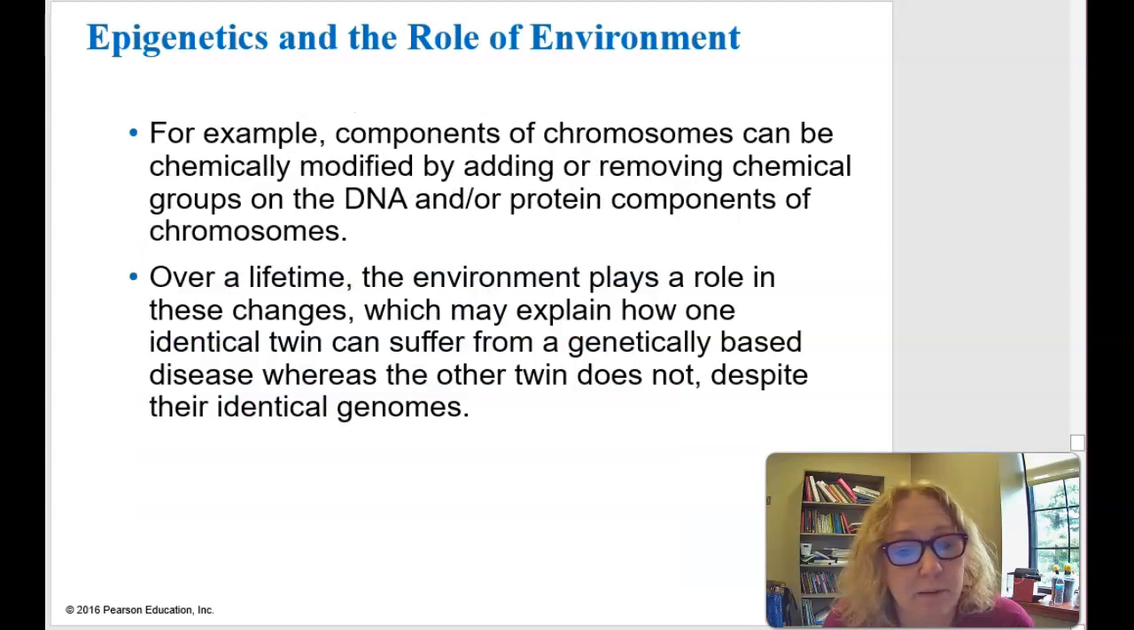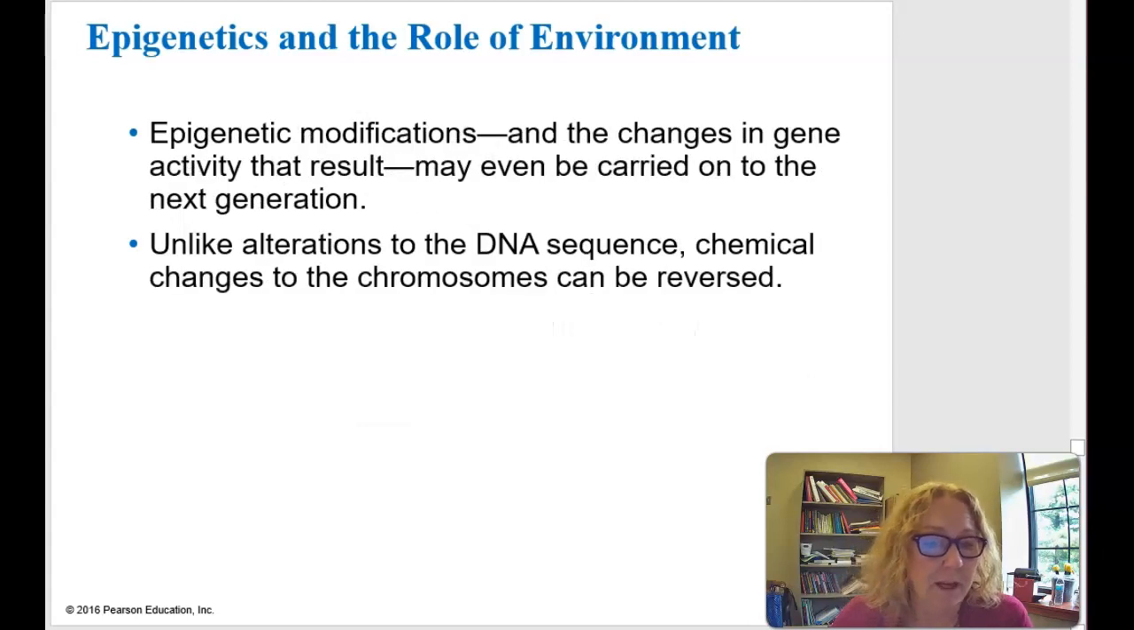For example, components of chromosomes can be chemically modified by adding or removing groups. Over a lifetime, the environment plays a role in these changes, which may explain how identical twins suffer from a genetically based disease where the other twin does not. So we see this occasionally, and it happens mostly because of the environment the other twin was in. Their genetics are the same, but they were exposed to different chemicals.